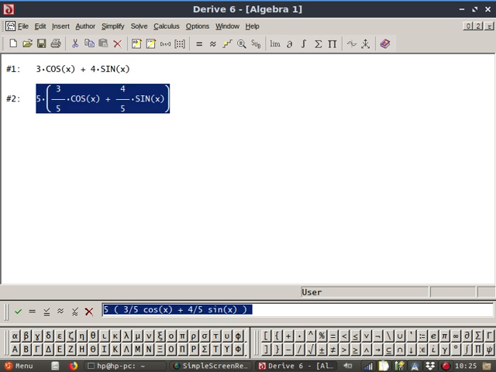sine x. Wow. I know. It's nice. You already know this. Okay. Now let me just type in cos inverse. Or maybe could you type in cos inverse 3 over 5? I think it's 37. Something like this, yeah.